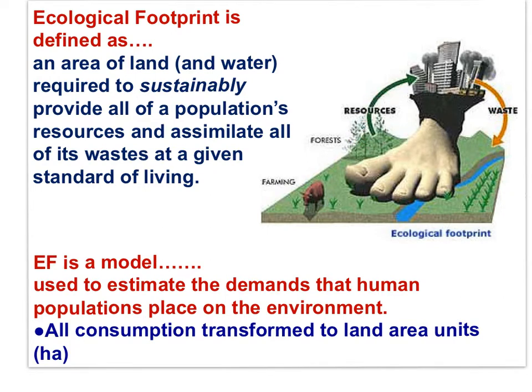Part of a society's footprint is the land area to take up the wastes. If the waste stream is high, the footprint will be larger. If the waste stream is low, then the footprint will be smaller. Now, the ecological footprint is a model, and it's used to estimate the demands that human populations place on the environment. And all the consumption, those demands, represented as consumption, are transformed into land area units, typically a hectare.